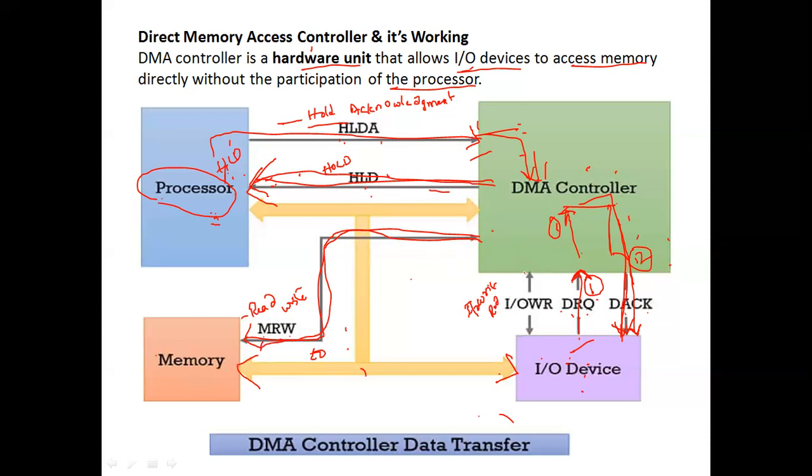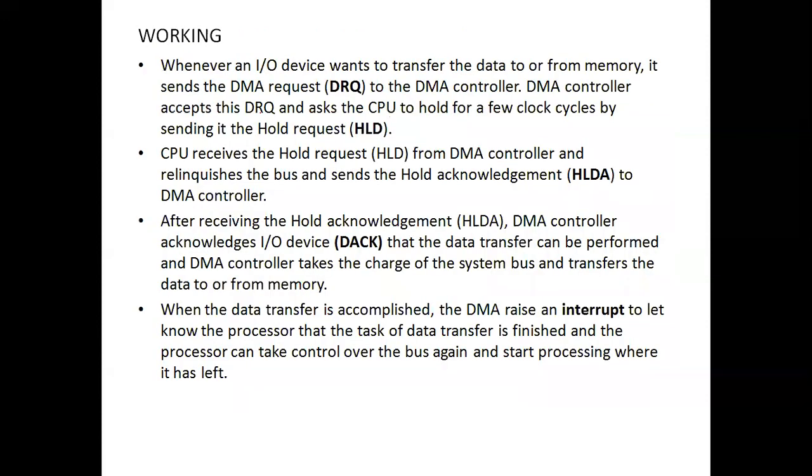After the task has been completed, the DMA controller sends an interrupt signal to the CPU. After receiving the interrupt signal, the CPU takes charge over the buses and proceeds with its further action. So this is how the DMA controller works, and this is the working that I have described to you.